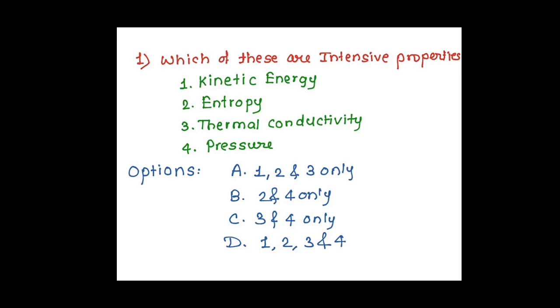First is, which of these are intensive properties? First is kinetic energy, second entropy, third thermal conductivity, and fourth pressure. As we have already seen, kinetic energy and entropy are classified as extensive properties. So the remaining two, that is thermal conductivity and pressure, are intensive properties. So the correct answer is C, that is 3 and 4 only.